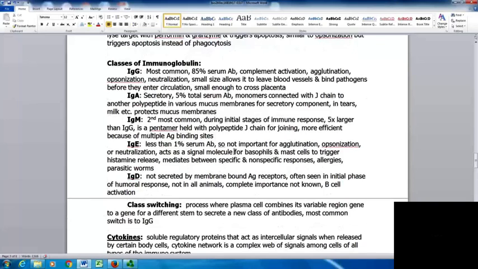IgD is not secreted by membrane-bound antigen receptors. It's often seen in the initial phase of the humoral response, but not in all animals. Its complete importance is not known, but it is involved with B-cell activation. So with class switching, this is the process where the plasma cell combines its variable region gene to a gene for a different stem, and it secretes a new class of antibody. The most common switch is to become IgG.